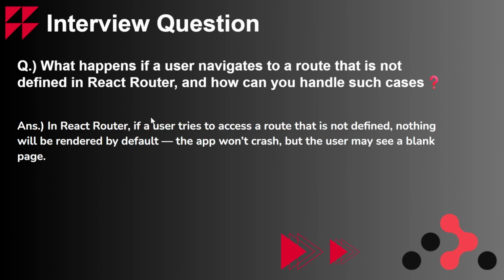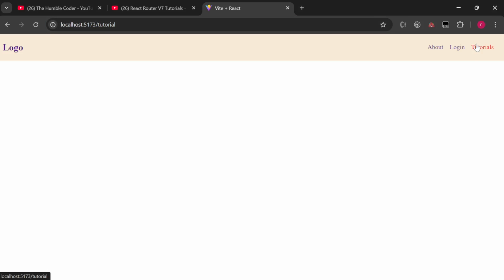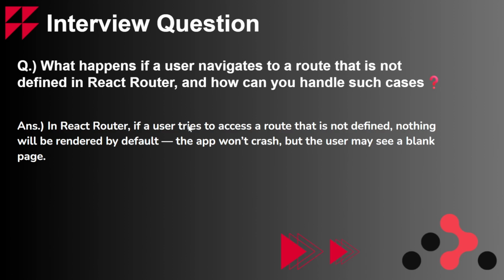So let's see the answer for this question. In React Router, if a user tries to access a route that is not defined, nothing will be rendered by default. The app won't crash, but the user may see a blank page, and that is what is happening in our case, right? When I'm clicking on this tutorial, the URL is getting updated with /tutorial, but I'm not seeing anything on the screen because I have not defined my route in this case. So how can you handle these cases properly?